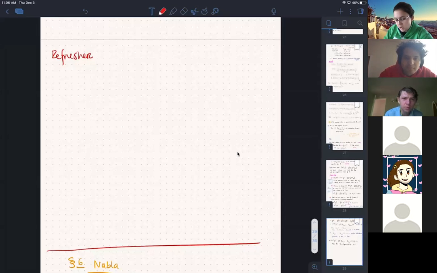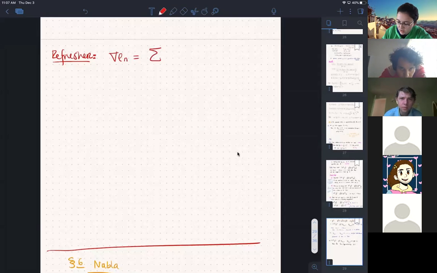Okay, so far, what did we do? We had this thing, the shuffle conjecture that we've been trying to prove. Essentially what it was saying is that if you take nabla of En, this is supposed to be t to the area of pi, q to the dinv of pi, times some sort of symmetric function, right? Chi w.